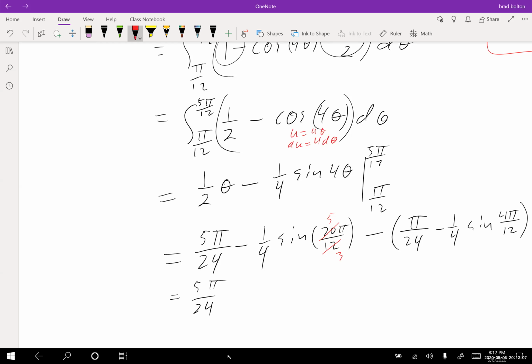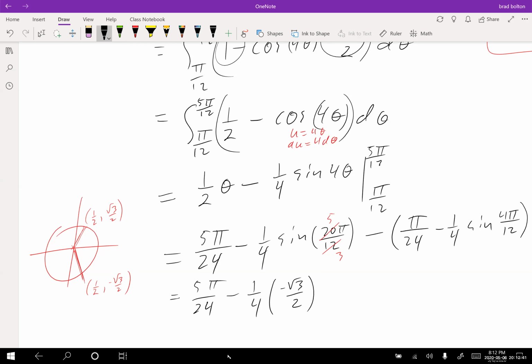So we should know that 5 pi thirds, let's take our unit circle. 5 pi thirds is probably right here, right? Because 6 pi thirds would be 2 pi. And that means that it matches this guy, and you guys know that this guy is 1/2 comma square root 3 over 2. So then this guy would become 1/2 comma negative square root 3 over 2. So we should get 1/4 times the sine, which would be negative square root 3 over 2, minus pi over 24 plus 1/4 times 4 pi.